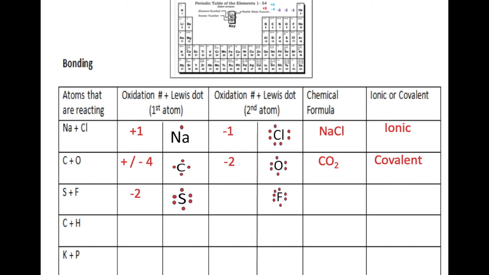Sulfur and fluorine, well, sulfur has a -2 oxidation number. Fluorine has a -1 oxidation number. To determine the chemical formula of this, we have to look at more than just the oxidation numbers to determine how these are going to fit together. So I'm going to show you how to understand a chemical formula using only Lewis dot structures. Here we have sulfur, we have fluorine, the -2 oxidation number for sulfur, the -1 oxidation number for fluorine. Just based off of these oxidation numbers, we know we're going to have some sort of combination of more than one of these atoms in order to create a bond.